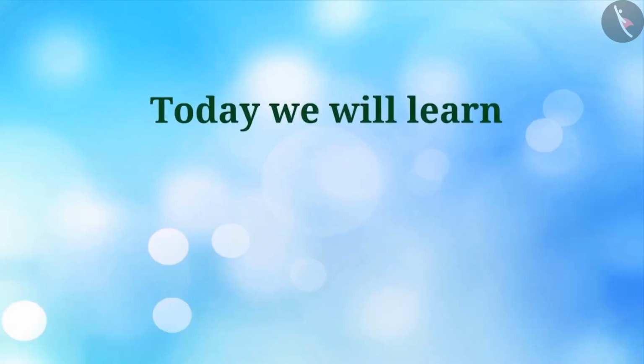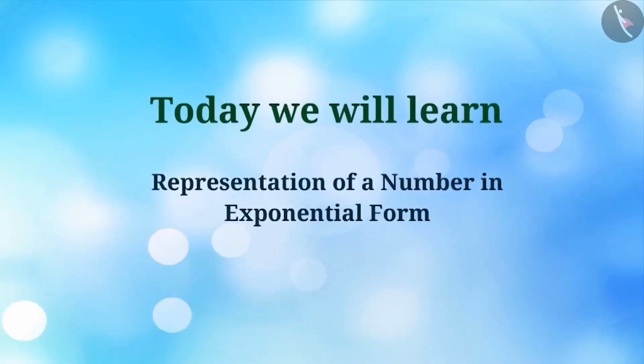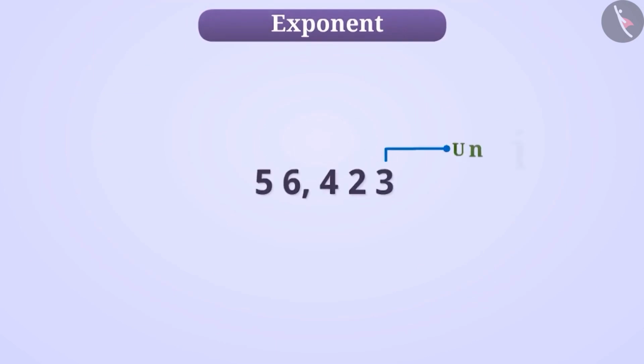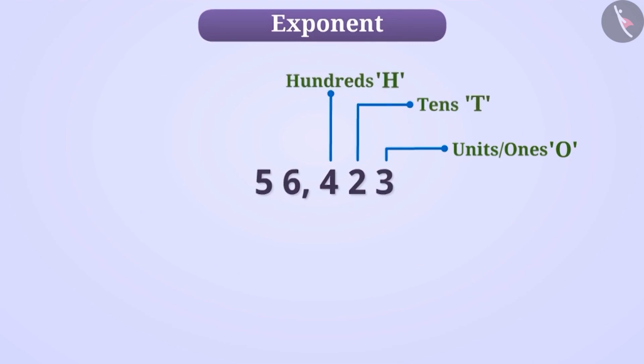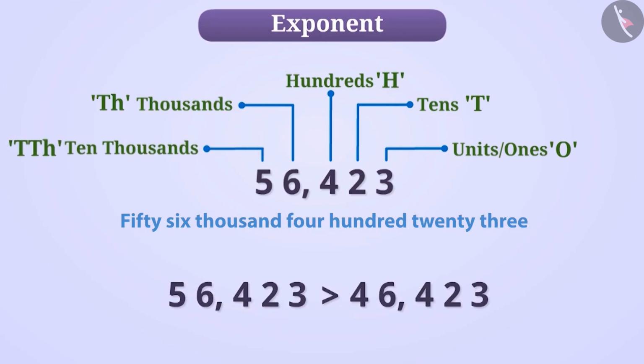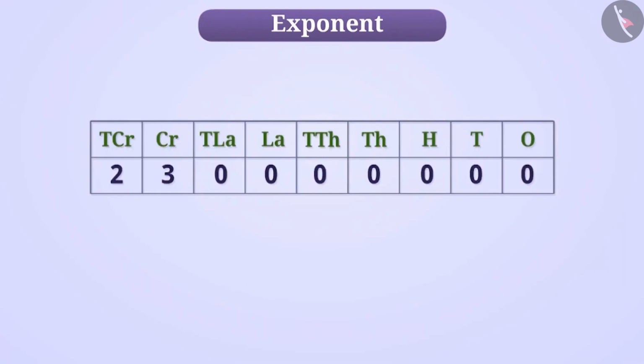Today we will learn the representation of numbers in exponential form. In the last session, we learned that places like ones, tens, hundreds, thousands help us in reading, writing, and comparing numbers. Do you remember this? If you remember, try to read the given number. Let me tell you, this number is 23 crores.